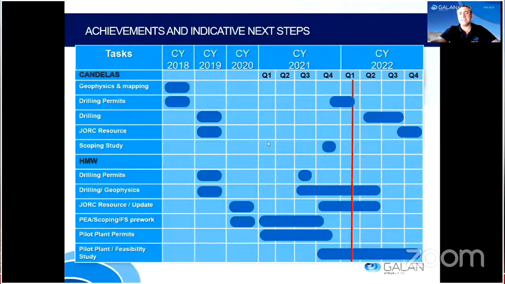So in terms of what we have done, in Candelas we're getting the drilling permits. We'd like to drill Candelas next quarter or quarter 3, and this is work in progress. And then update the resource in terms of how we'd like to move, for both projects, our resource from indicated to measured.